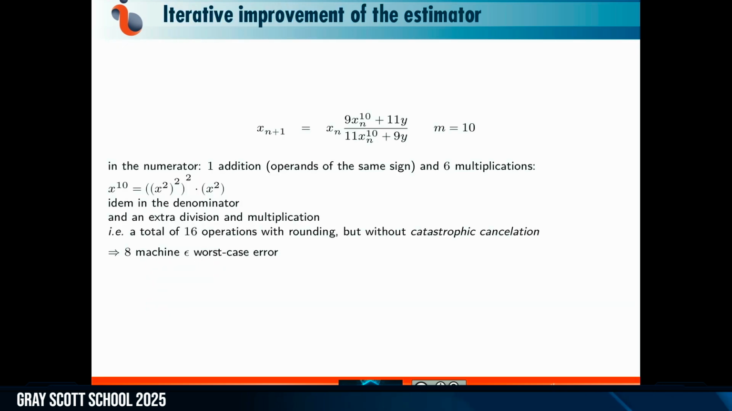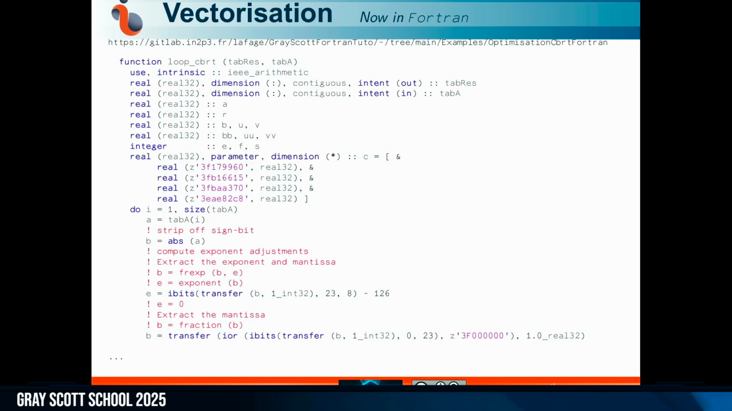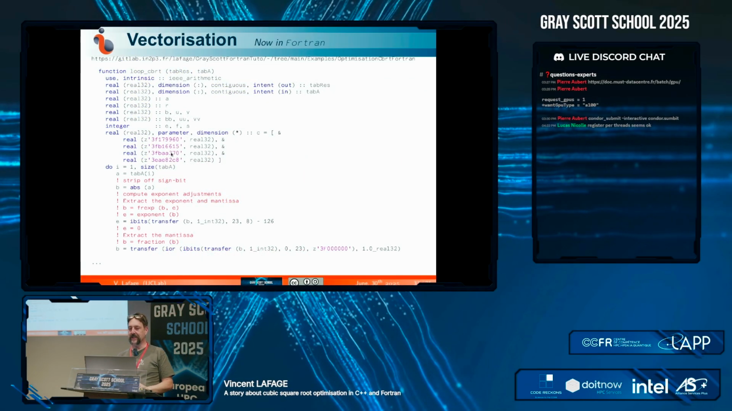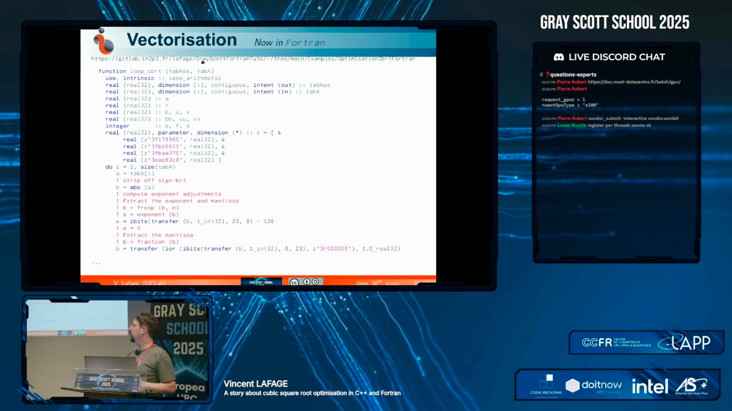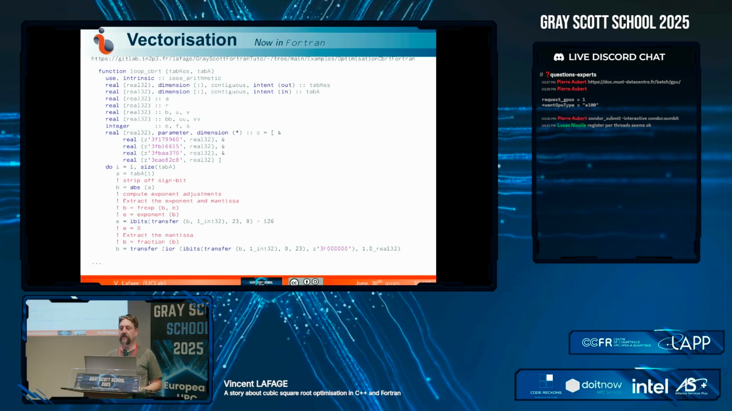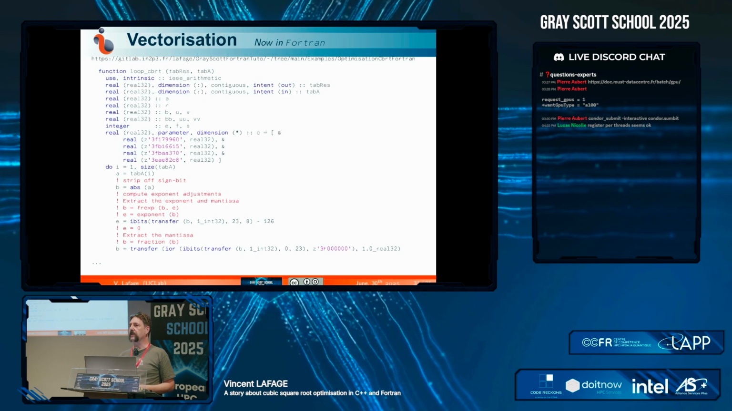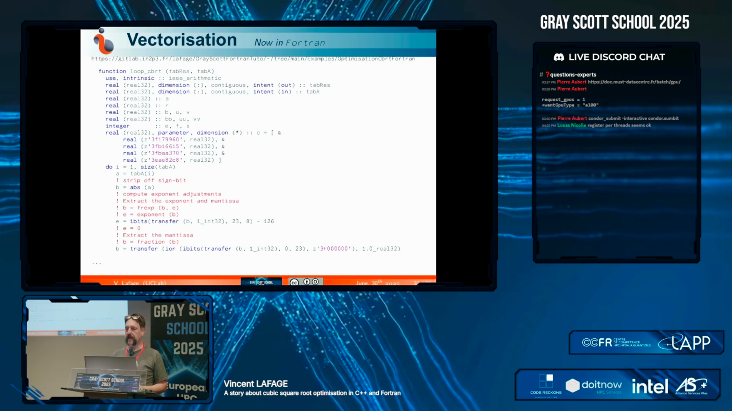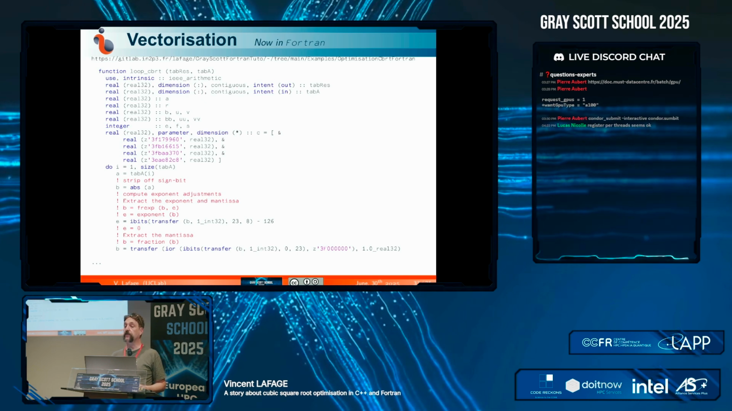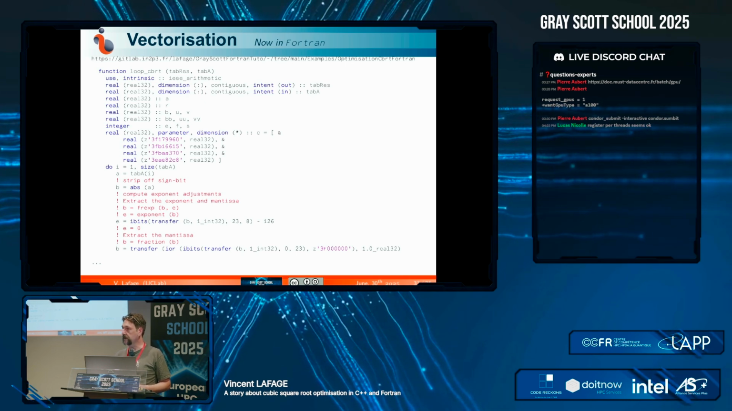Okay, so can we do it now in Fortran? You can exercise starting with this URL on top. As with any good exercise in this school, you will find in this repository not only the attempt at vectorizing the cube root, but you should start with the attempt at vectorizing a Hadamard product in Fortran.